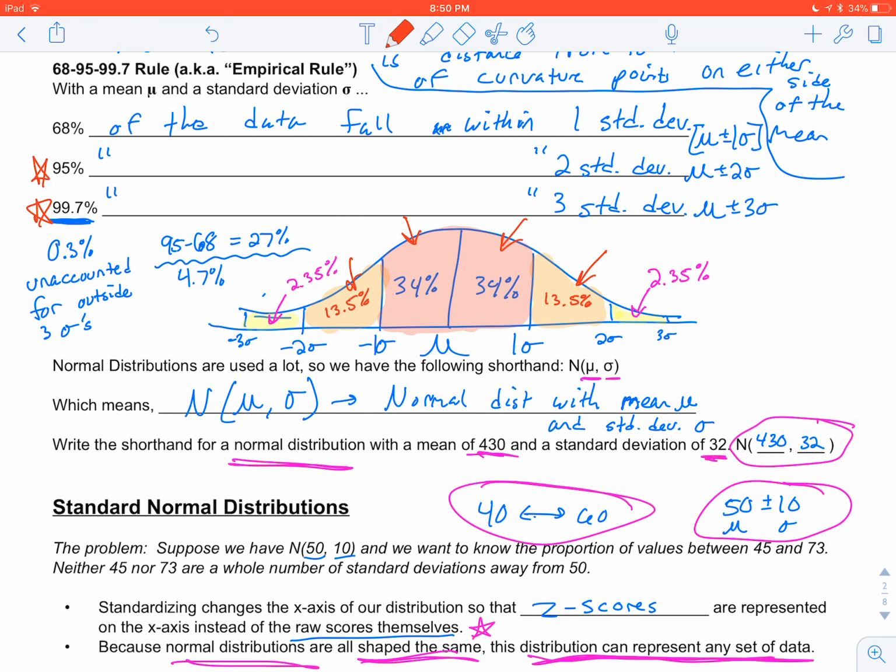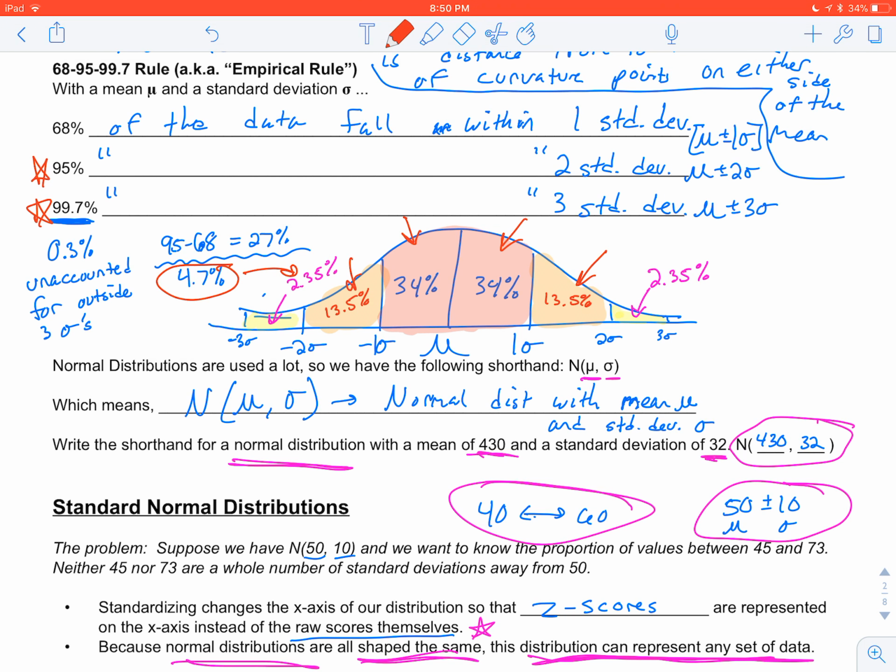The last statement, 99.7% of data falls within 3 standard deviations of the mean, and that's where I get the 2.35% from. The jump from 95% to 99.7% is 4.7%. You cut that in half, this number right here, and you get 2.35% on each side.